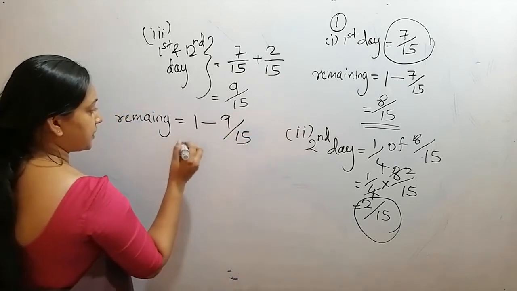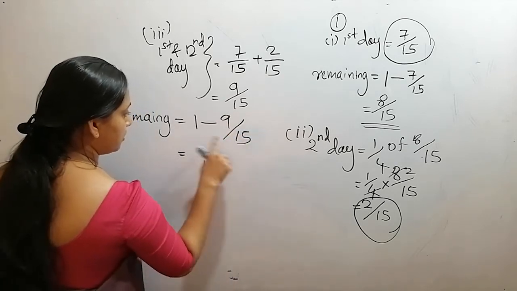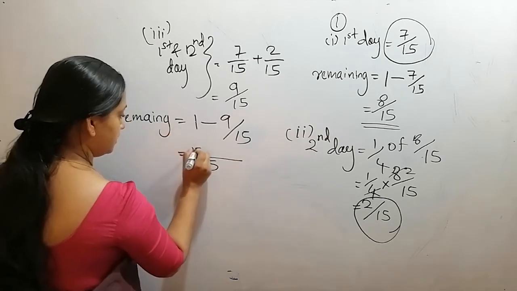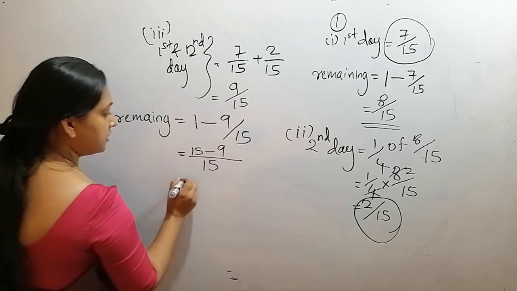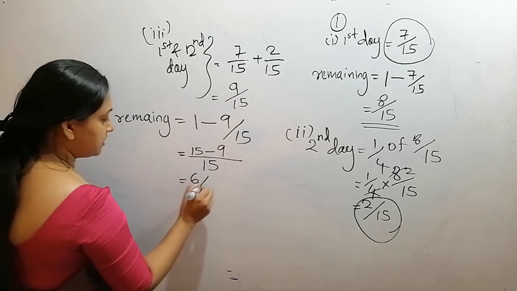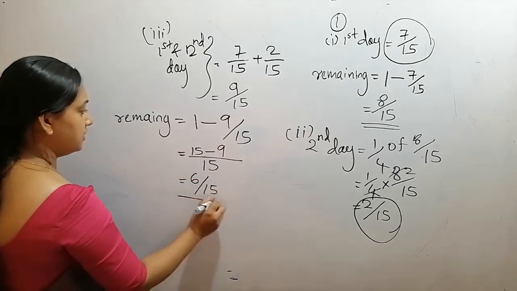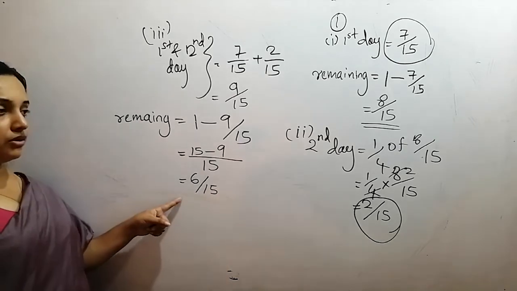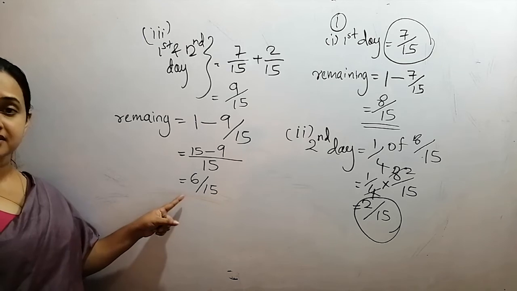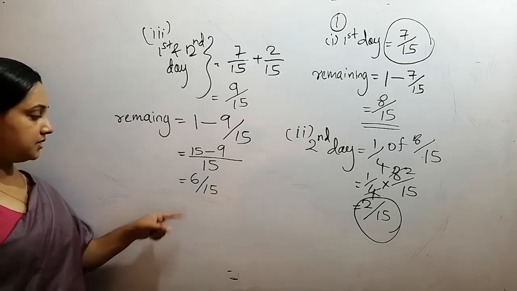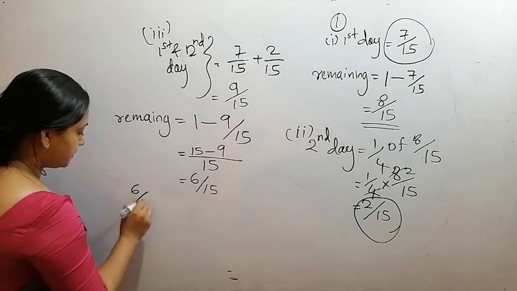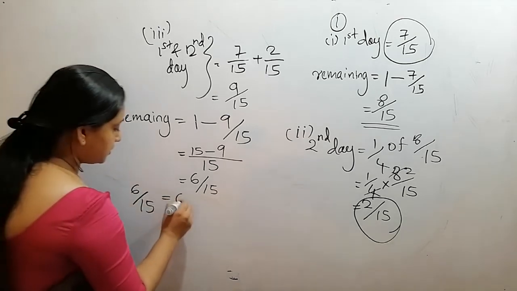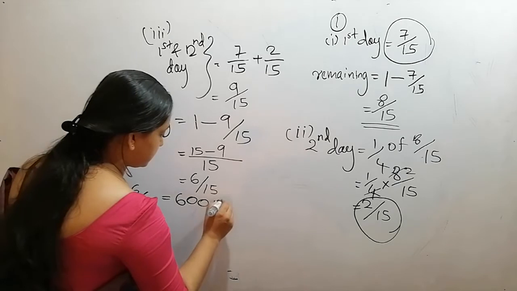Then we have to get the common denominator 15 here. 15 into 1 is 15. Subtract 9. Then it is 6/15. This is the remaining part. The amount of this fraction is given as 600 meters. That means the 6/15 of the train is equal to 600 meters.